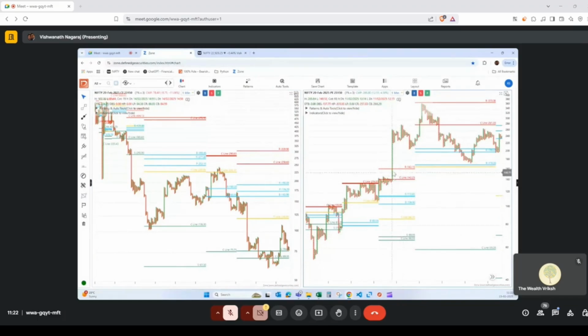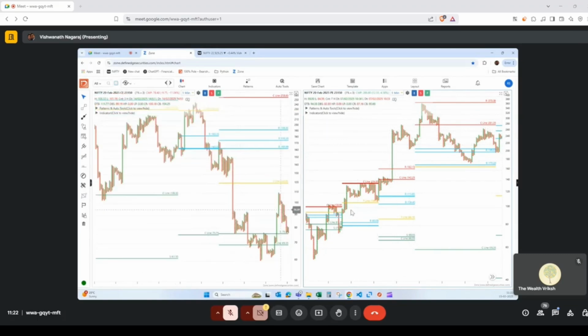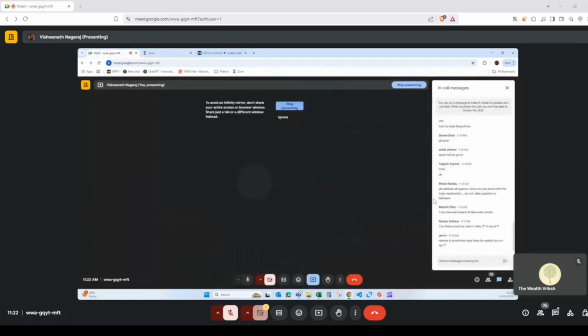Sometimes these things happen. See, once this breaks out, then you got a small correction, and then you got a gap up. This can be BTST as well when you're looking at this. Now, how to look at this on a scanner, I will tell you guys. But so far, have you got the concept?